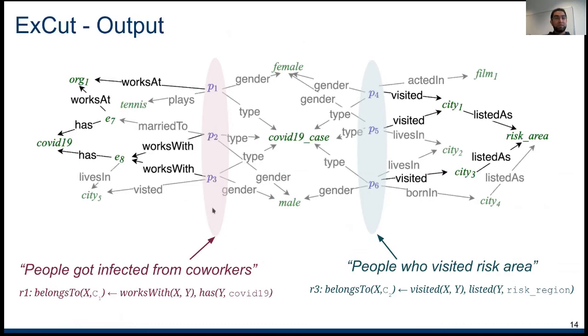As we can see in our example, this is the first cluster on the left. Those are the people who got infected due to having a co-worker who has COVID. And this, to the right, is people who got infected because of visiting a risk area.